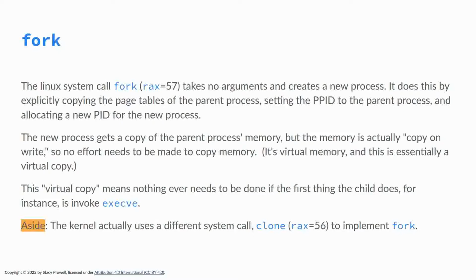All right. Under the hood, the kernel actually uses something called clone to implement fork. If you're curious about clone, it's the syscall number 56. And there are a couple of variants of it, but you probably don't ever need to worry about it. Fork makes you a new process space.